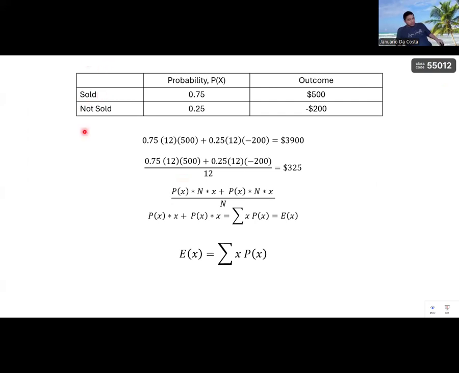Probability distribution, right? On the options, either you sold, the probability of you selling is 0.75, as mentioned in the market study. If you sold, then the outcome is you will earn a profit of $500. If you do not sell, if there is a 0.75 probability of being sold, then obviously there is a 0.25 probability of not being sold. So, do you understand the table? If not sold, you will lose $200. So, do you understand?